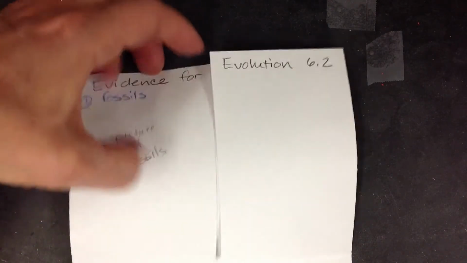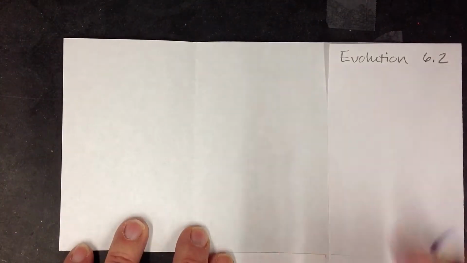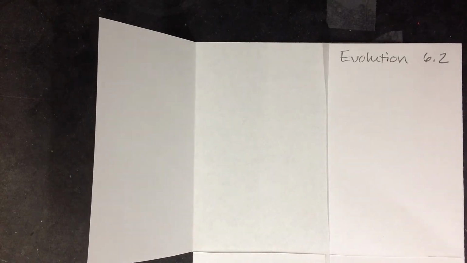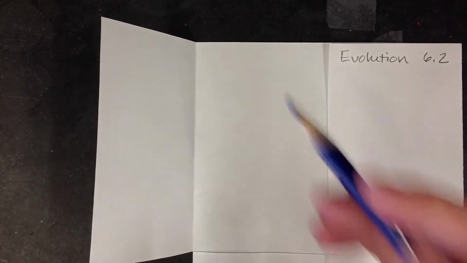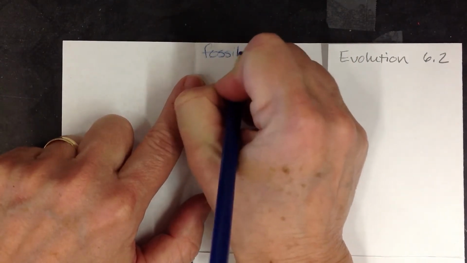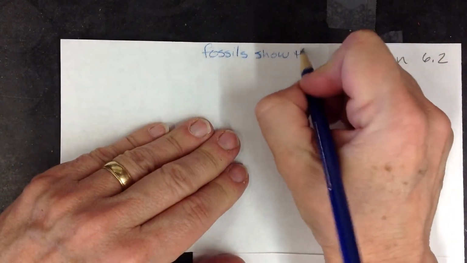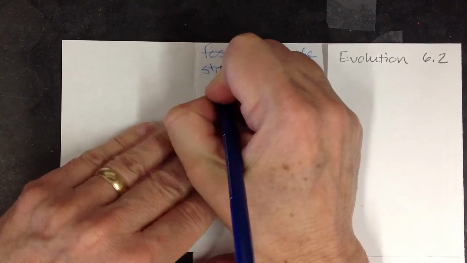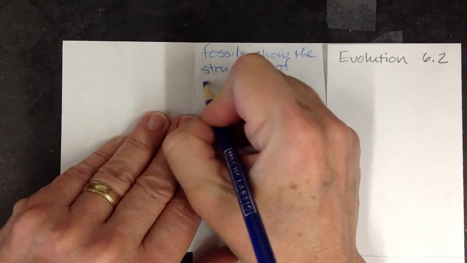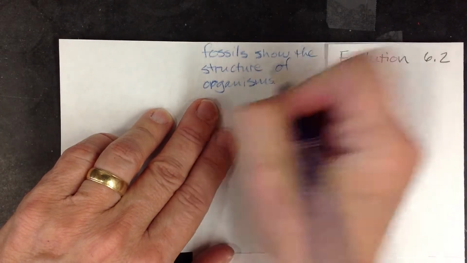So we're going to open up this door, and in this we're going to write down a summary of how scientists use fossils to indicate that animals have changed through time. So fossils show the structure of organisms that lived in the past.